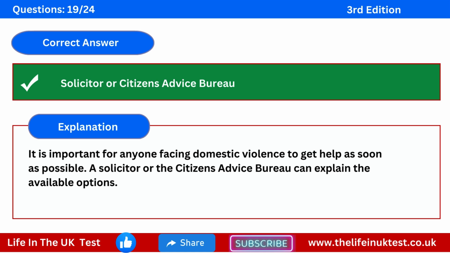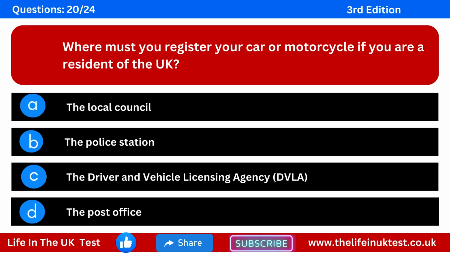Explanation. It is important for anyone facing domestic violence to get help as soon as possible. A solicitor or the Citizens Advice Bureau can explain the available options. Question 20. Where must you register your car or motorcycle if you are a resident of the UK? Option A. The local council. Option B. The police station. Option C. The Driver and Vehicle Licensing Agency (DVLA). Option D. The Post Office.